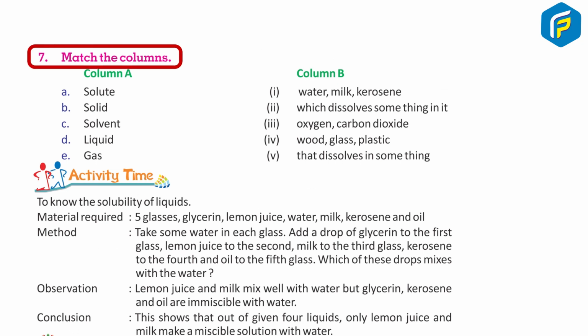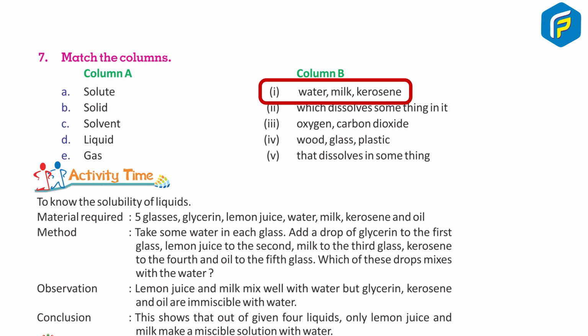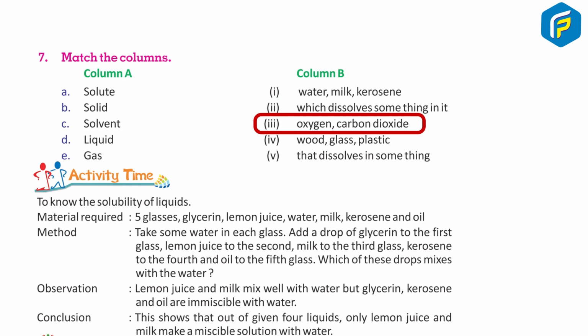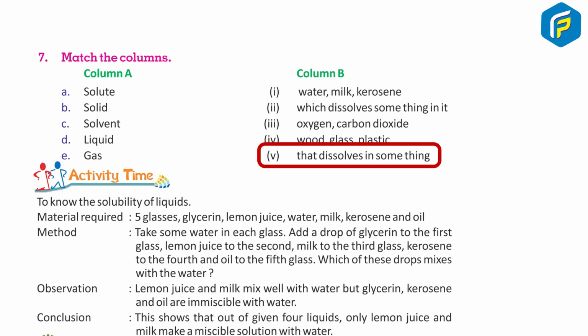7. Match the columns. Column A: A solute, B solid, C solvent, D liquid, E gas. Column B: 1. Water, milk, kerosene. 2. Which dissolves something in it. 3. Oxygen, carbon dioxide. 4. Wood, glass, plastic. 5. That dissolves in something.